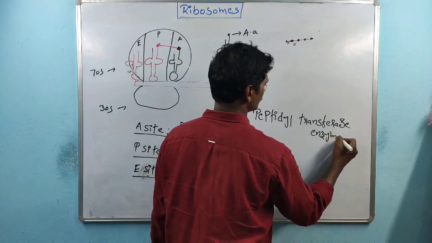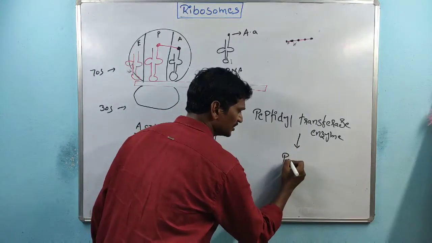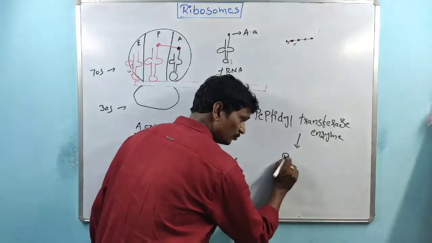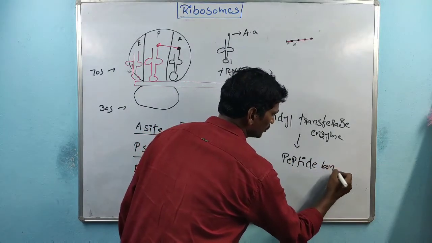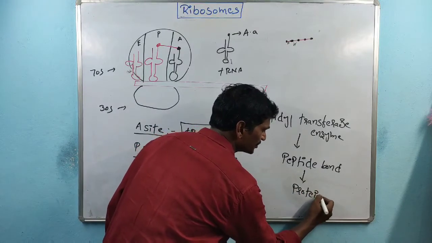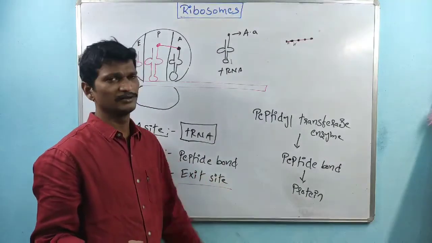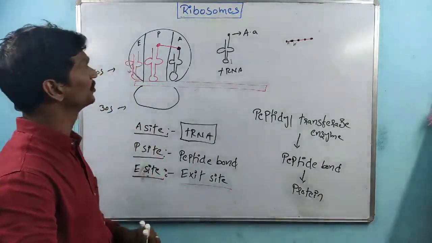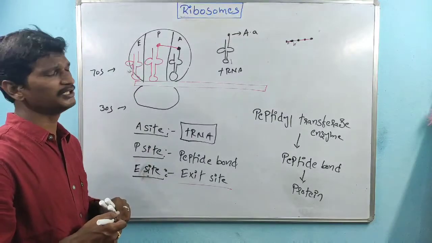Due to this enzyme, ribosomes have the capacity to form the peptide bond. This enzyme majorly forms the peptide bond. Many peptide bonds support protein synthesis. That is about the different parts of the ribosomes.